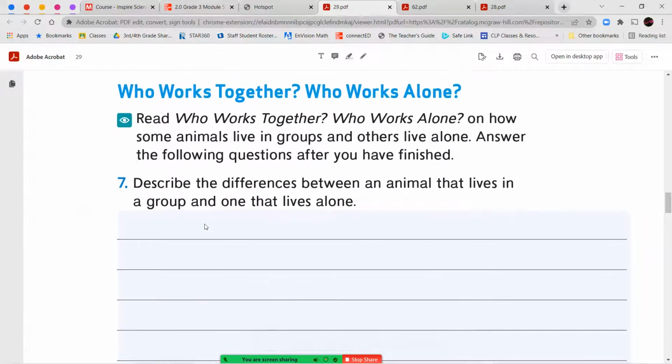Next, we're going to read the handout titled Who Works Together and Who Works Alone on how some animals live in groups and others live alone. Then we're going to answer the questions after we finish.